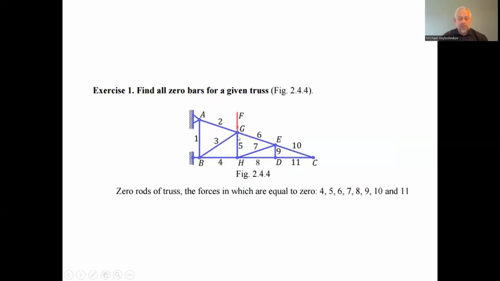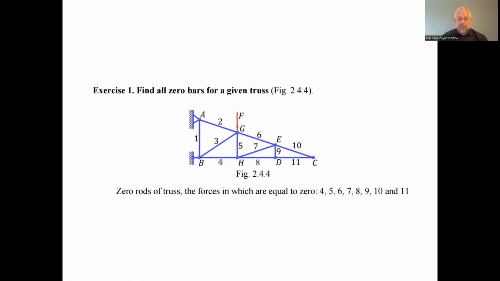This is a truss. We have one force. The truss is statically determinate, so it is supported by the fixed hinge A and the sliding hinge B, A fixed, B sliding. The force is applied to the node G. Okay, which rods are zero rods?